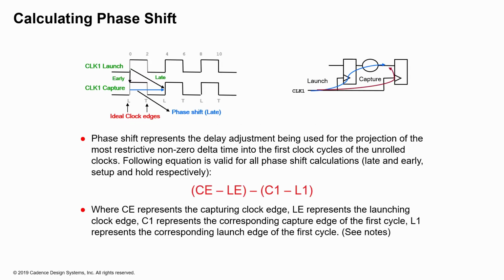In order to easily determine phase shift, we've come up with a simple equation which works for all scenarios: late, early, setup, hold, anything. The way it works is you figure out what the actual capture edge and launch edge are, which are the most restrictive ones, and then figure out what the first capture and launch edge are in your first cycle. Once you know those four values, you just plug them into the equation CE minus LE minus C1 minus L1, and this gives you your phase shift value.